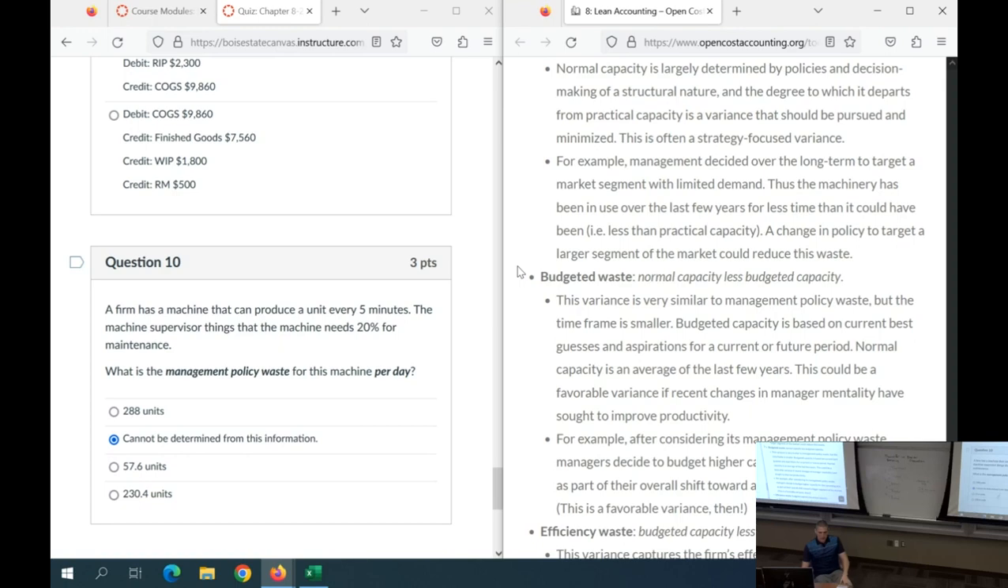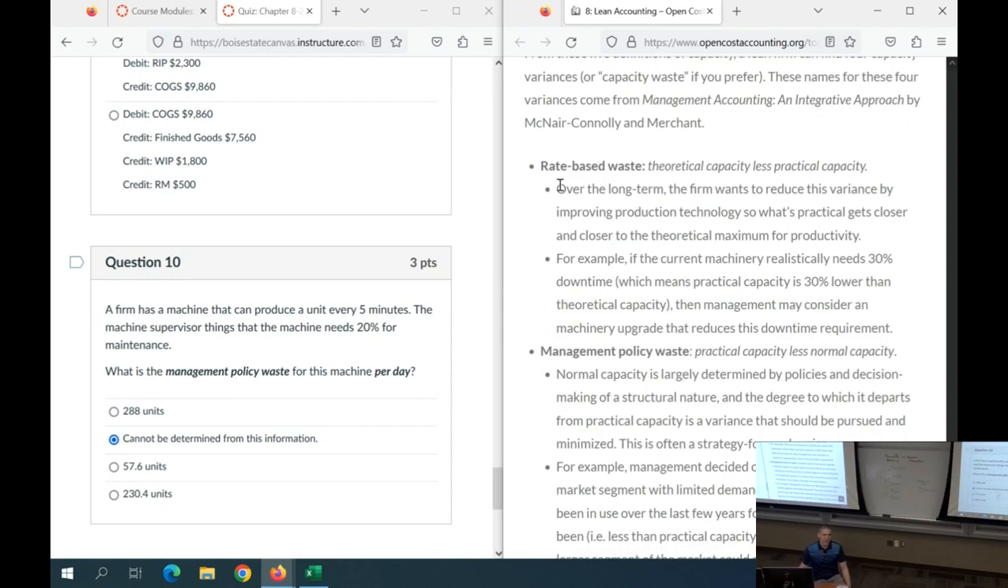Okay, so what does a lean firm do with this number? Well, it tries to minimize each waste, or get it to be anti-waste or negative waste, as high as possible in a sustainable way, through a process of continuous improvement. So for rate-based waste, we could take this machine that is down 20% of its time for maintenance, and find a machine that's more durable, so that we only have to maintain it for 10% of its time. That would reduce the gap here.